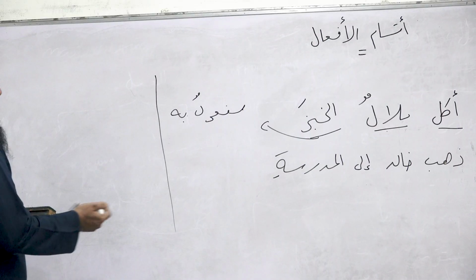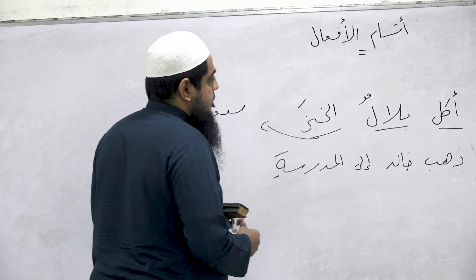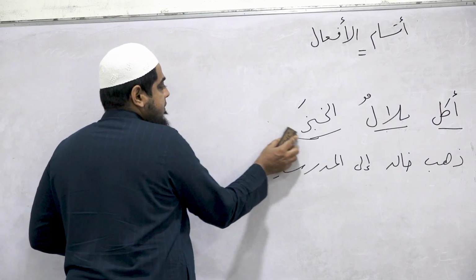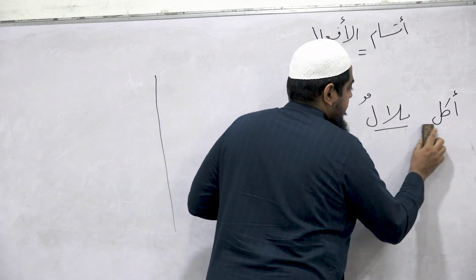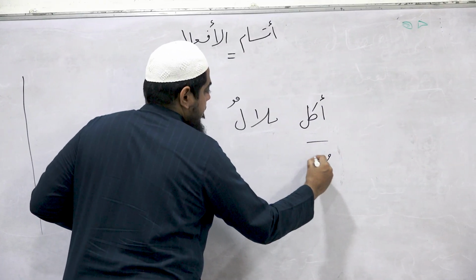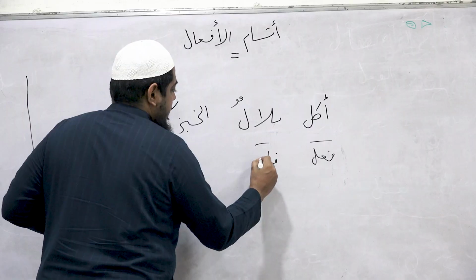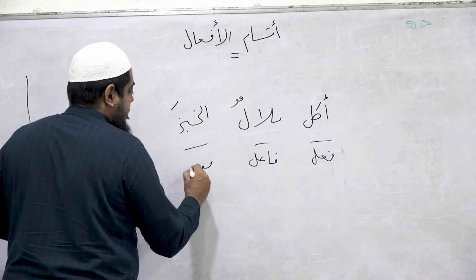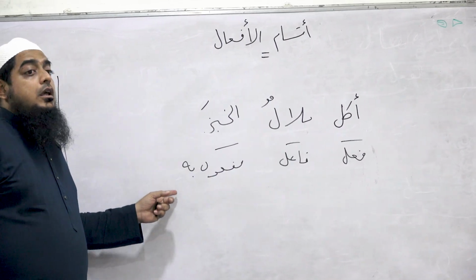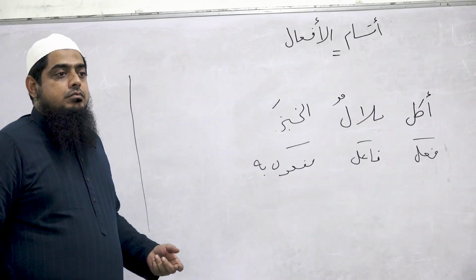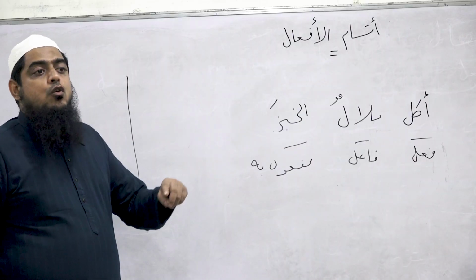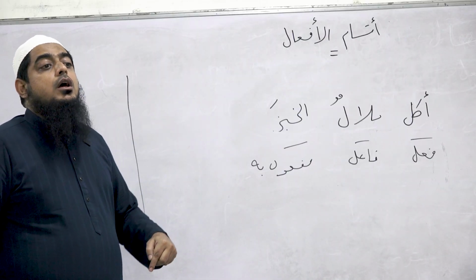Now, I am rubbing this sentence. Now this is fi'l and this is fa'il and this is maf'ulun bihi. So you have to say maf'ulun bihi. You can't stop by saying maf'ulun, because we have 5 varieties of maf'ul. Maf'ul bihi, maf'ul lahu, maf'ul ma'ah, maf'ul fi, maf'ul mutlaq.